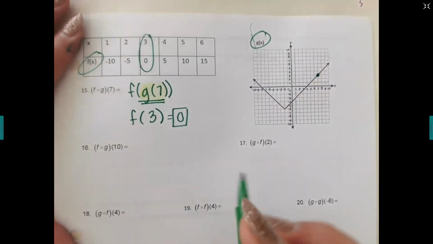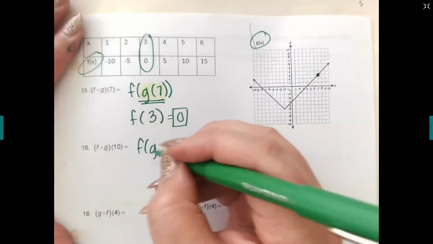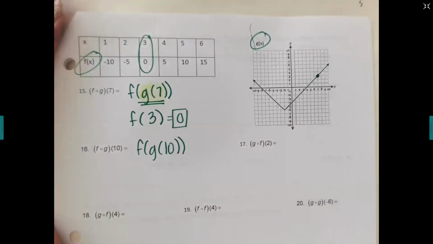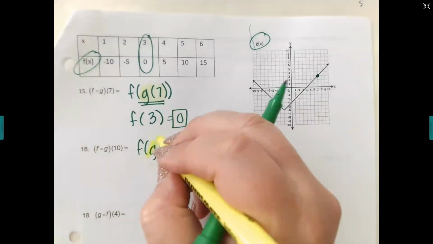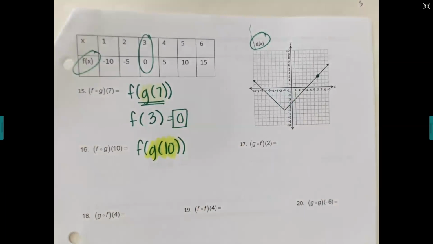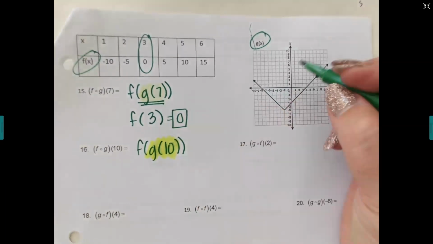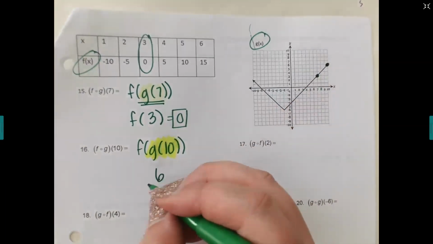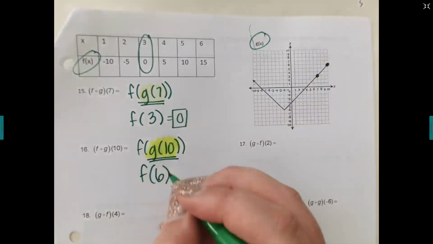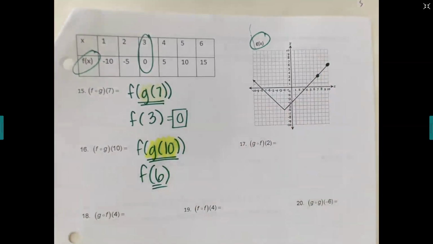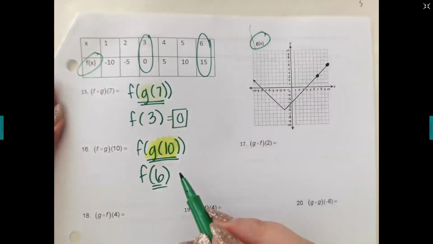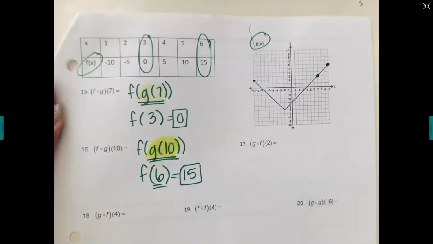Take a look at number 16. F composition G of 10. Well, then that'd be F of G of 10. Remember, inside out. So I'm starting with my G of 10. Come over here to your G graph. 10 is way out here. My Y value, it looks like, is a 6. But then I have to plug that into graph F, or in this case, chart F. So then I would come over here to 6. I see my Y value is 15.